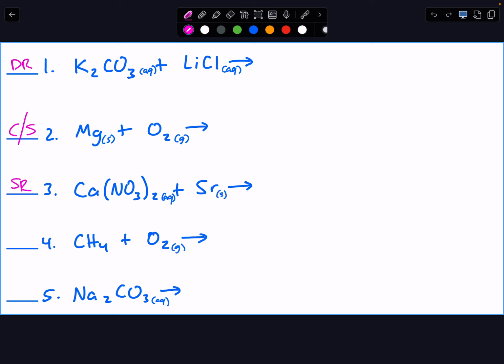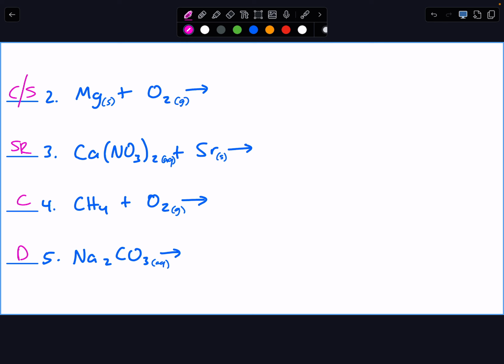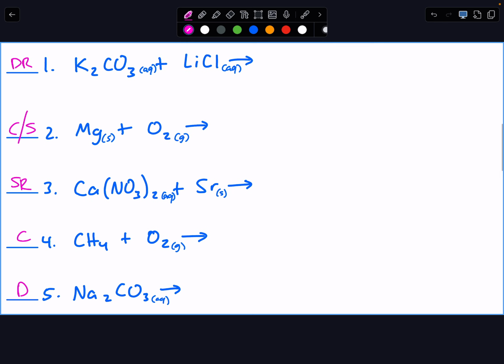Number 4. No synthesis, just combustion. Synthesis only produces 1 product. This one does not produce 1 product, it produces 2. Number 5. What kind? Perfect.